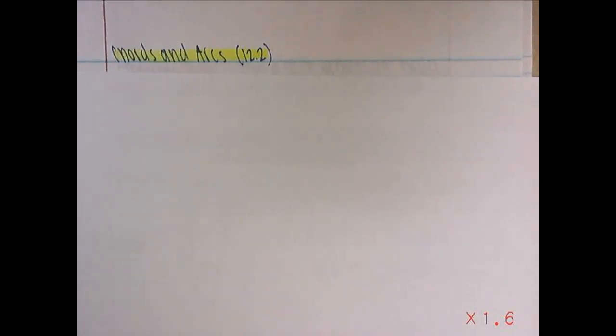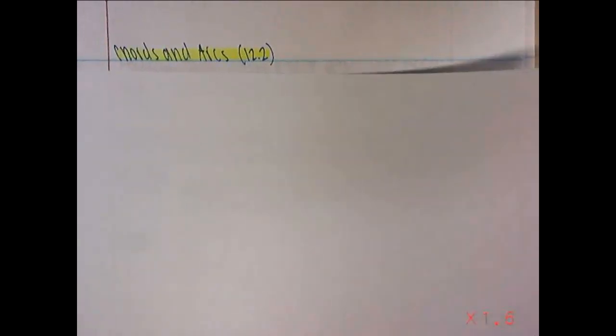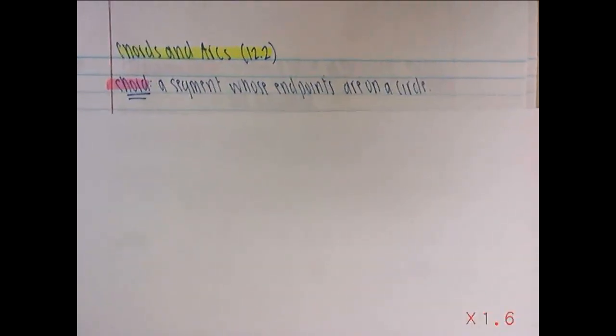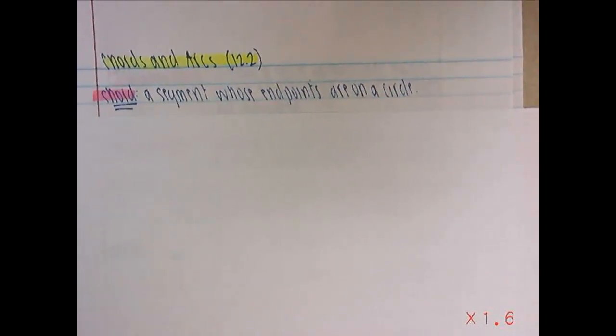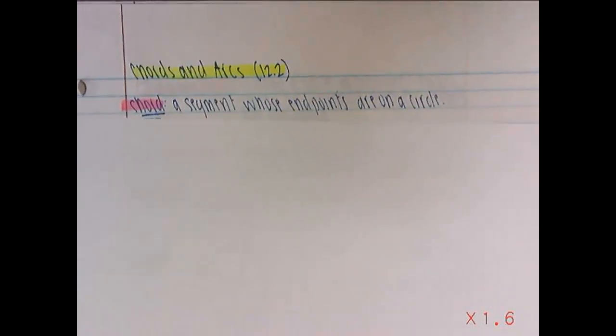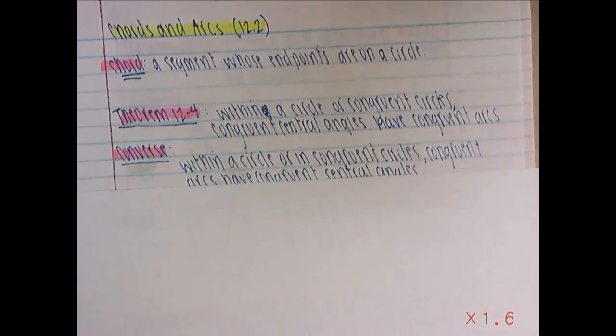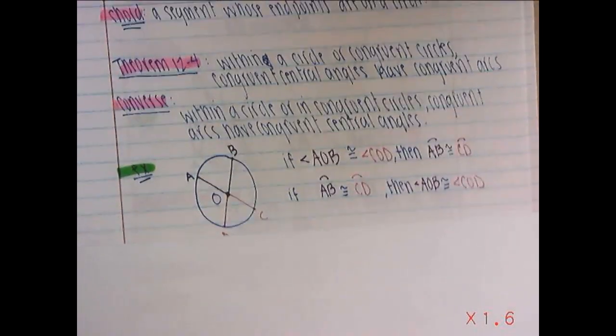Well, guys, we've made it to Chords and Arcs 12.2, your second video for tonight, and let's talk about them. So we did talk a little bit about a chord in our graphic organizer. It's a segment whose endpoints are on a circle, so it does not have to cross through the middle. And then we're just going to jump right into some theorems. Again, like I said, with this chapter, there is a ton to memorize.